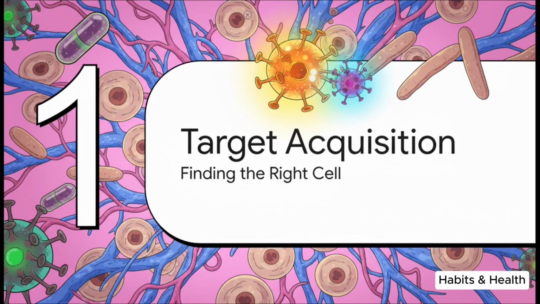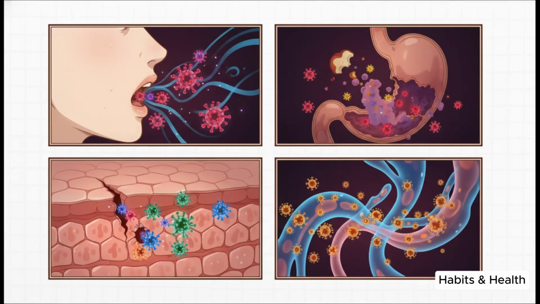So once a virion gets into the body, its first challenge isn't just finding any cell. It has to find the right kind of cell. This is target acquisition, and believe me, it is incredibly specific. You know, viruses can't just phase through our skin. They need a way in, a portal of entry. So whether they're breathed into our lungs, swallowed with our food, or maybe they slip through a little cut in our skin, each route presents them with a totally different set of cells to try and infect first.